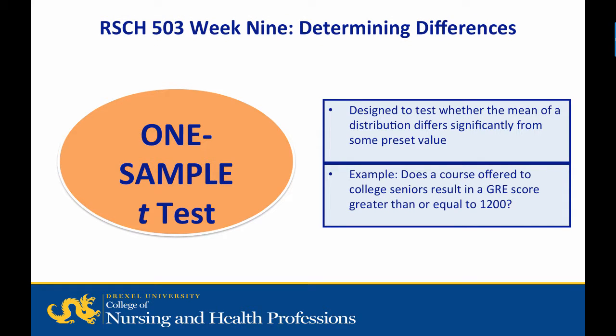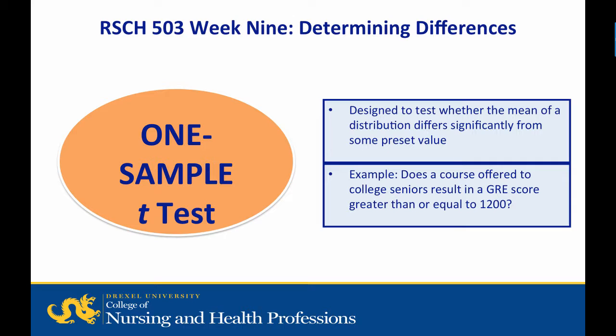The one sample t-test is designed to test whether the mean of a distribution differs significantly from some preset value. For example, does a course offered to college seniors result in a GRE score greater than or equal to 1200?